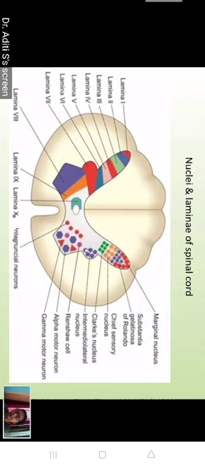I told you this lateral gray horn is present between T1 to L2 segments, not in all segments of the spinal cord. These nuclei are called the intermediolateral nucleus. Which nerve emerges from this? Which nerve emerges from the intermediolateral nucleus? Can you tell?